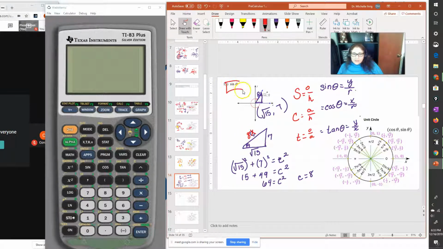So this says it wants sine. Well, I know sine is the y value over the radius. What's my y value? My y value is 7. What's my radius? 8. So my solution is 7/8.